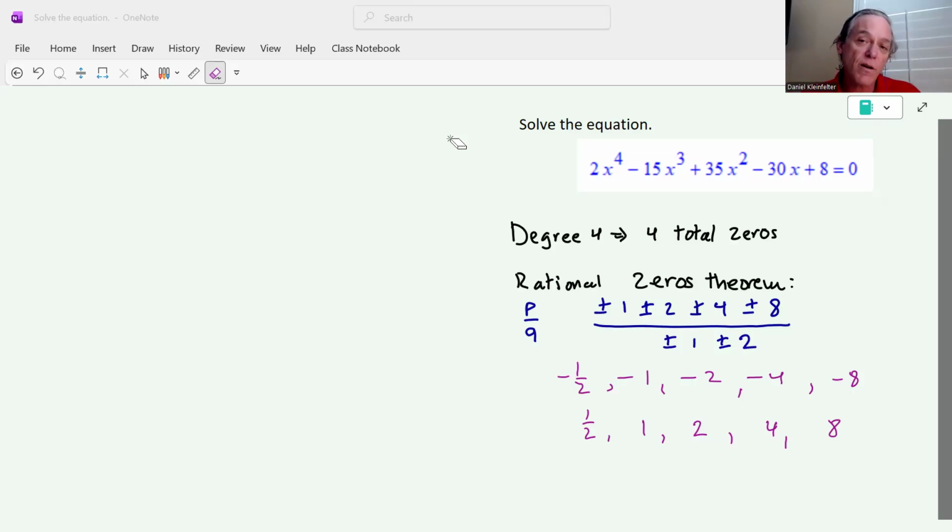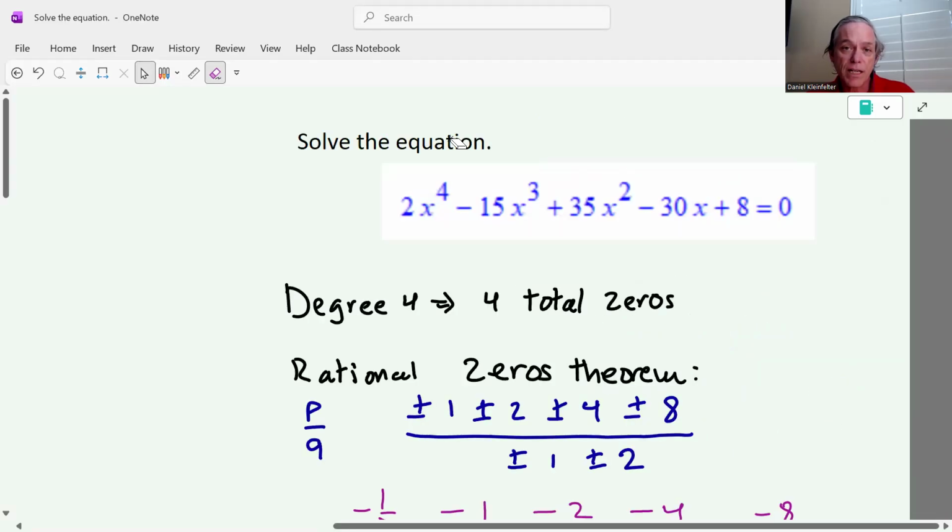Hello. In this video, I wanted to show you how you can use Descartes' rule of signs to help lower the amount of work needed to find the solutions to an equation. In this video, we'll be working on this equation, which has 2x to the fourth power minus 15x cubed plus 35x squared minus 30x plus 8 equals 0.